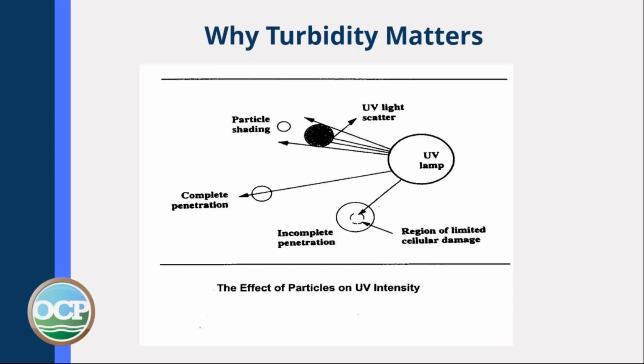Why turbidity matters: turbidity can cause UV light to scatter and shield a pathogen from the UV lamp intensity, so the DNA would not be damaged.